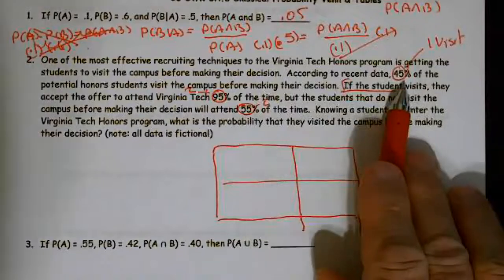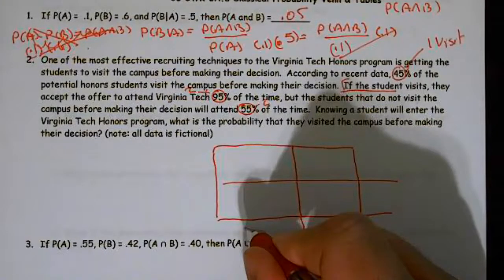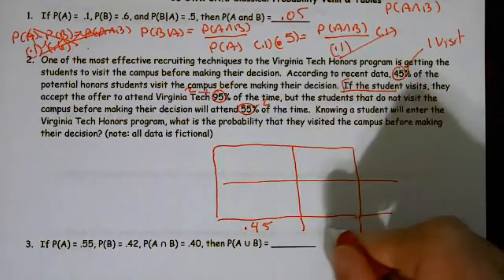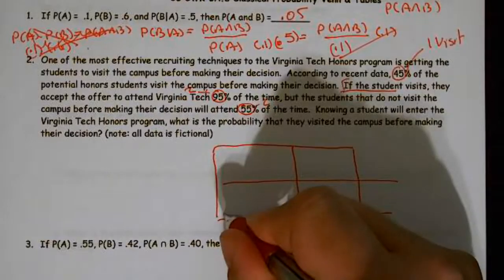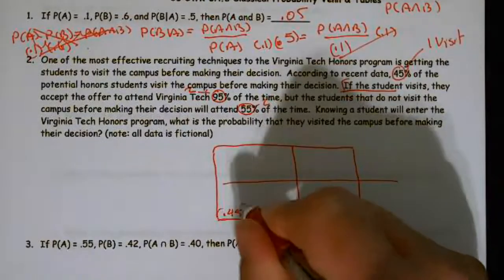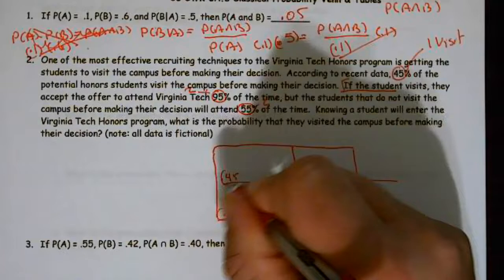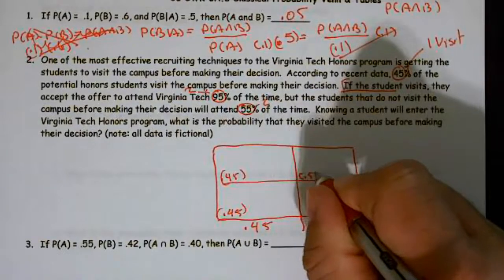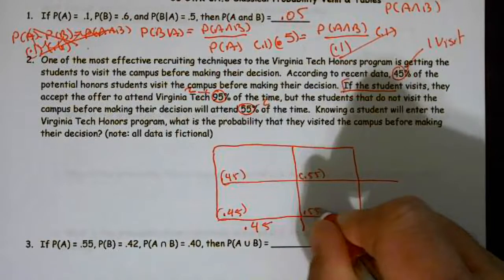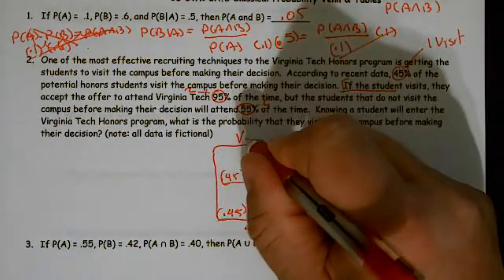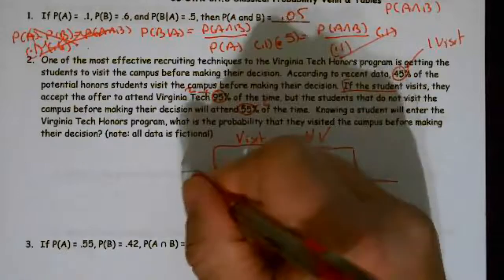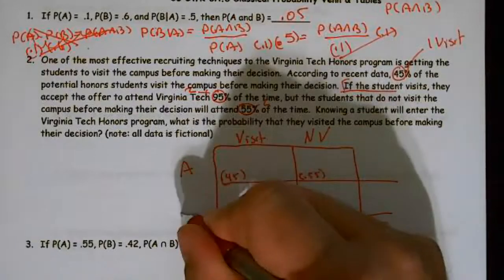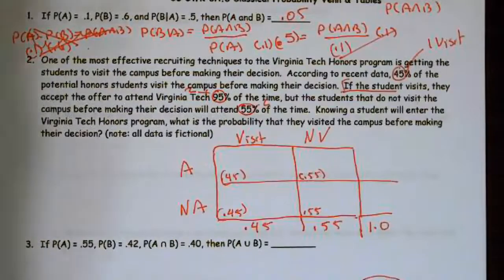So we have our 45% is visit, so we know this is going to be 0.45. The complement of 0.45 is 0.55, 1 minus that. And of course, this number is always 1 whole. So I'm going to go ahead and write those down small and bring them up. And this was visit, no visit, attend, does not attend. All right.